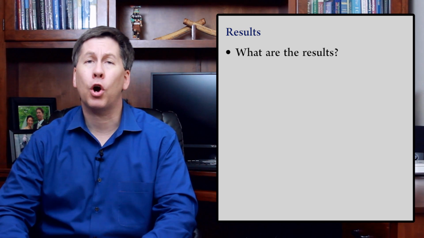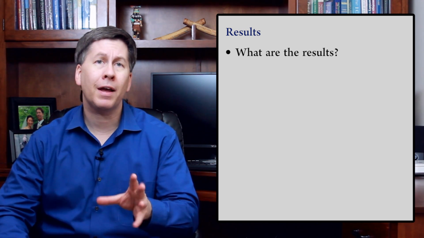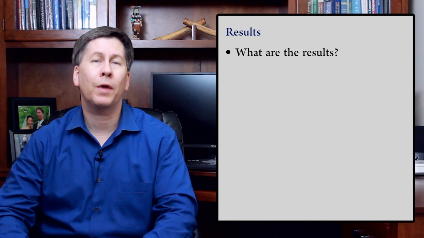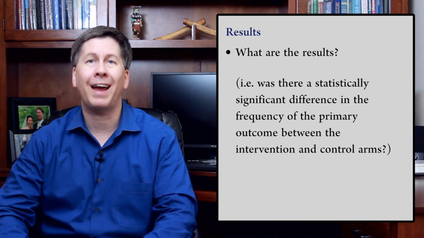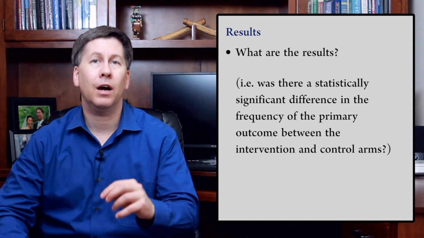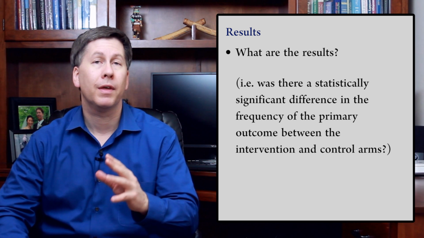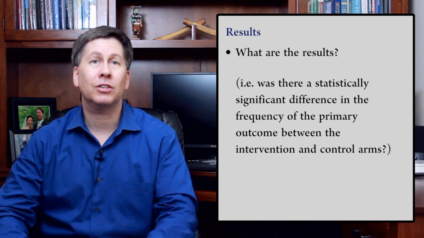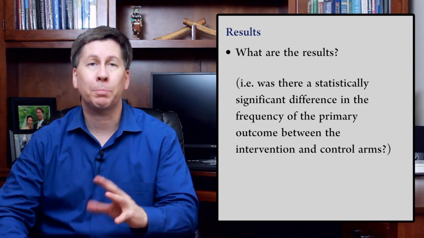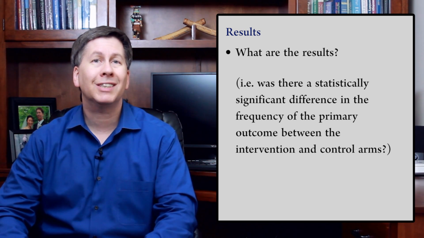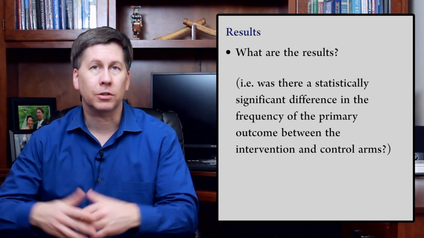Next question, what are the results? Implied in that is the question as to whether or not the primary endpoint occurred at a different rate in the intervention versus control arms. If there was a difference, and this difference is greater than what would have been expected from chance alone, we say that it is statistically significant.